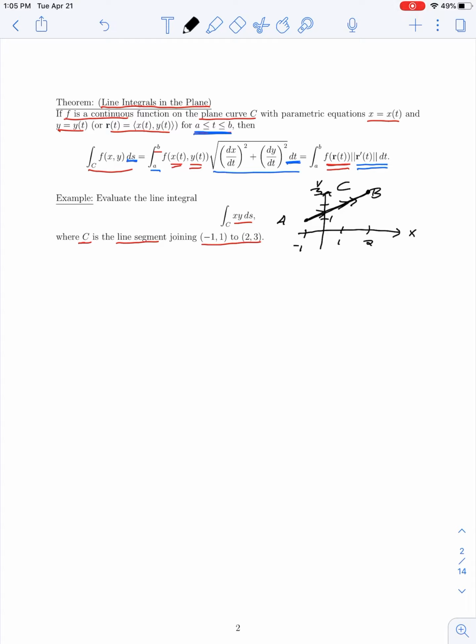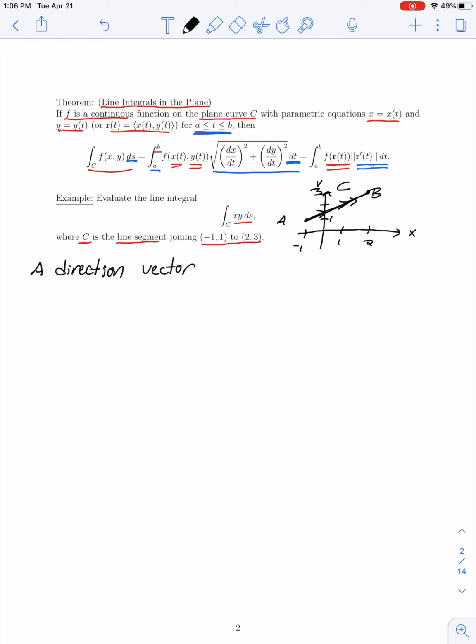Now, in order to use this theorem, I need parametric equations for that line. So recall, to find parametric equations for a line, we need a direction vector for the line. That is a vector that lies parallel to this line. So to find that, we could consider the vector whose representation is from point A to point B.